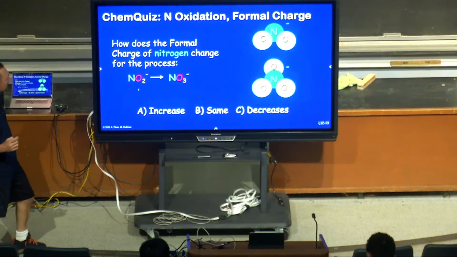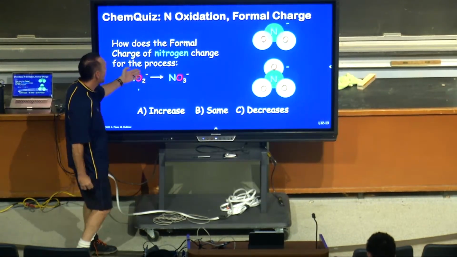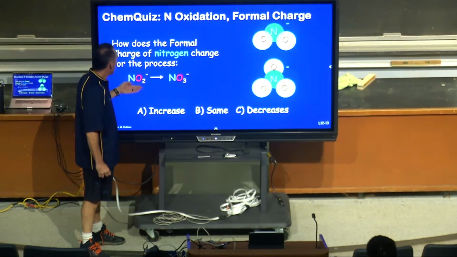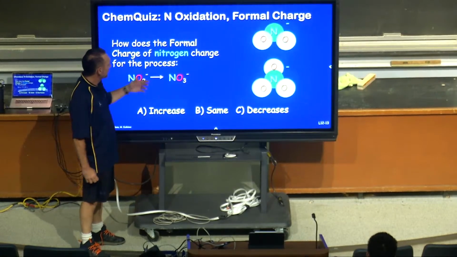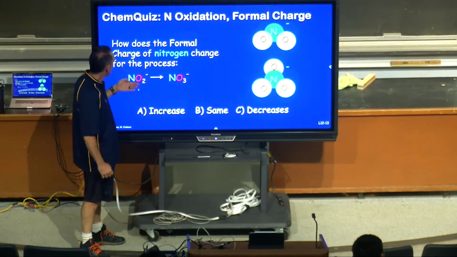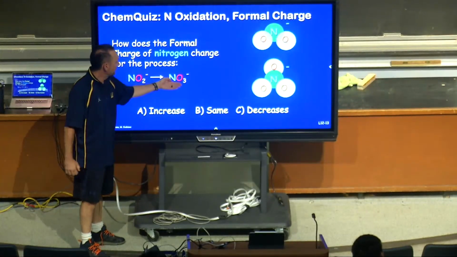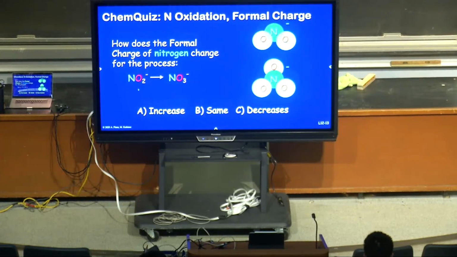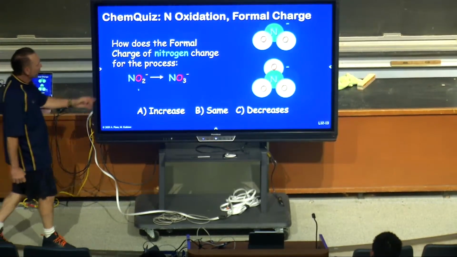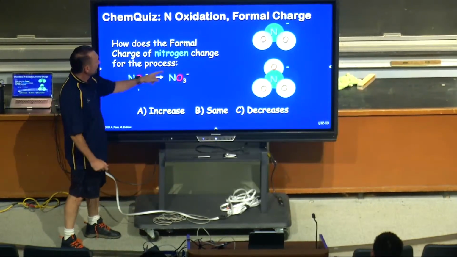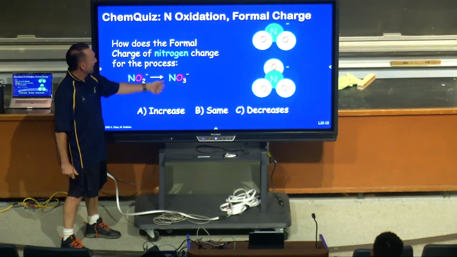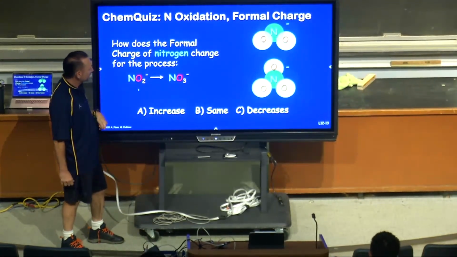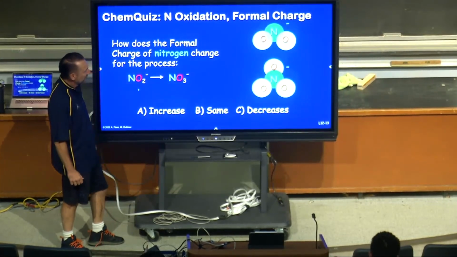So let's see if you can do that. How does the formal charge on nitrogen change for this process where you go from, actually let's talk through this one together and we'll do the next one after you've seen it happen once. This nitrogen from nitrite to nitrate ion. So it's formally an oxidation. Oxidation isn't mysterious. Add more oxygens, that's an oxidation.